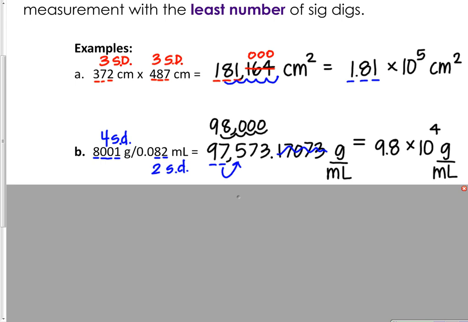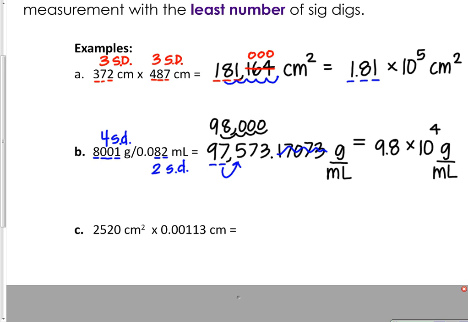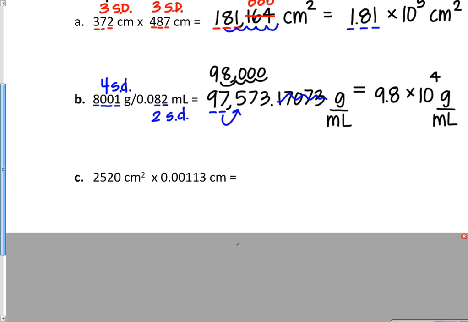And then in our last problem, you are multiplying again. You are taking 2,520 centimeters squared and you're multiplying by 0.00113 centimeters. Now do that in your calculator and you should get a number like 2.8476. Now what should the label be if you take centimeters squared times centimeters? Hopefully you're figuring out that it should be centimeters cubed.